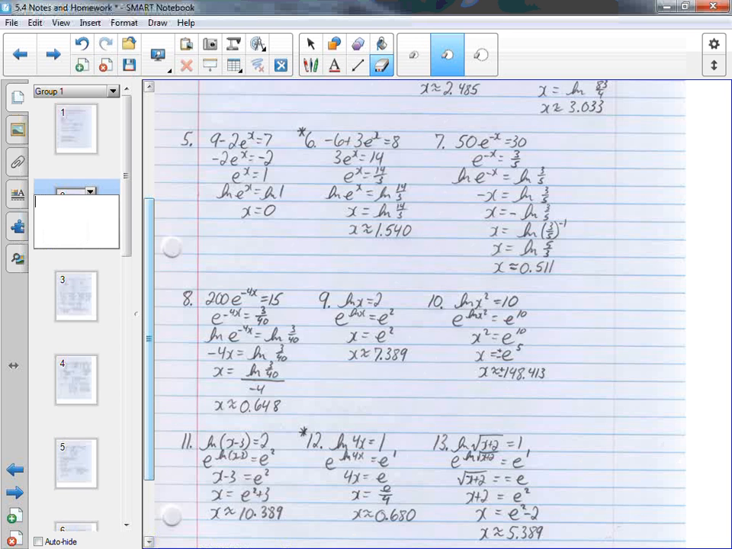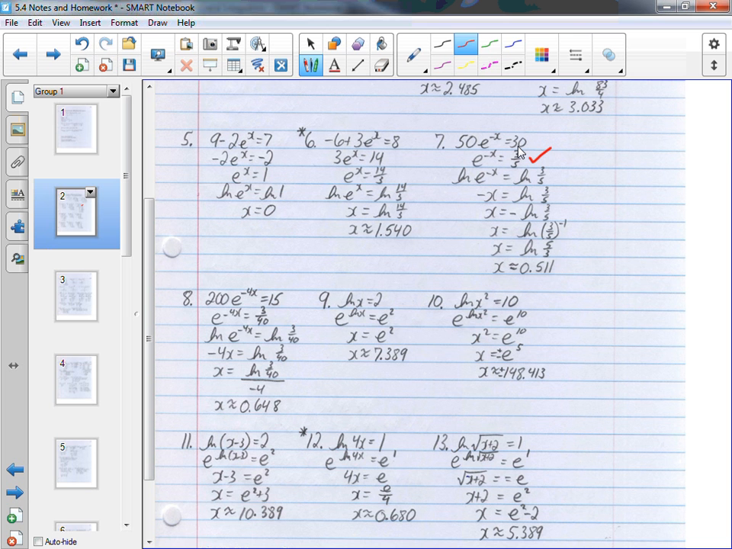All right, on 7, they want us to solve for x. So what I did first was get the term with the x by itself. And then remember that the natural logarithmic function and the natural exponential function are inverse functions. So that means that the natural log of e to the x equals x, and it means that e to the natural log of x equals x. So that's the key. Since they're inverse functions, let's take the natural log of both sides, as long as you have the same base.